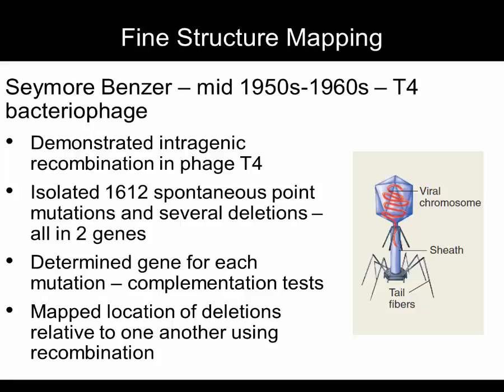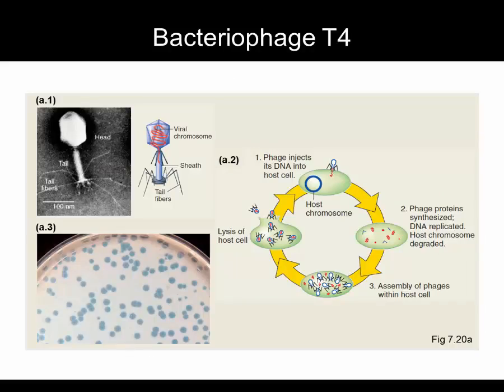He used complementation to determine which gene each mutation was in, and recombination to map the specific location of each mutation. The T4 phage Benzer worked with are similar to the T2 phage we mentioned earlier in the course, infecting E. coli and getting the bacterium to do the work of making new phage copies.